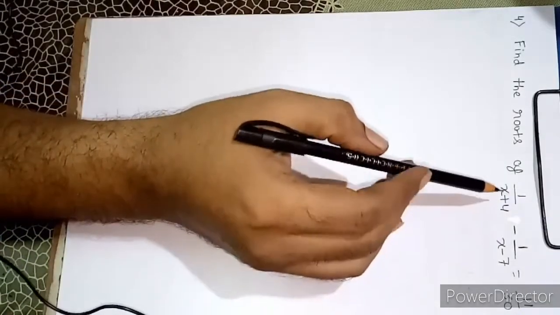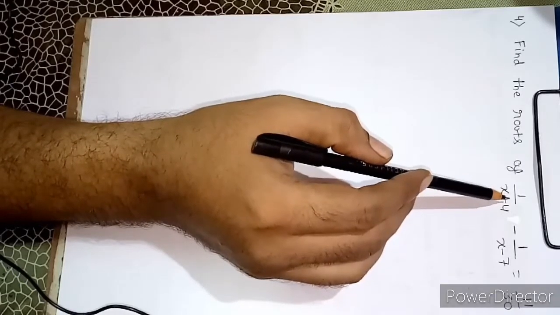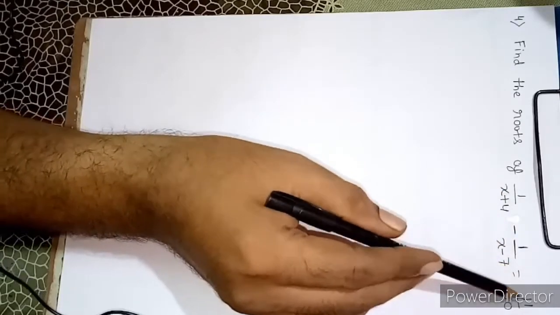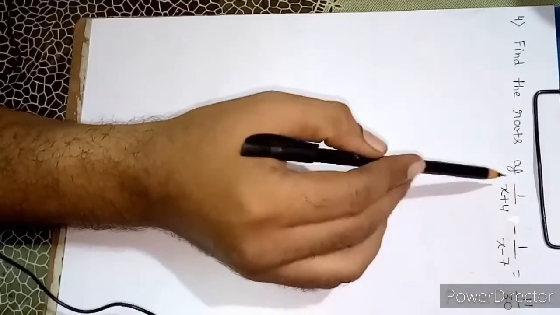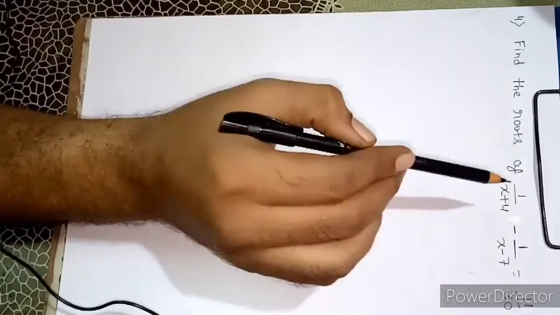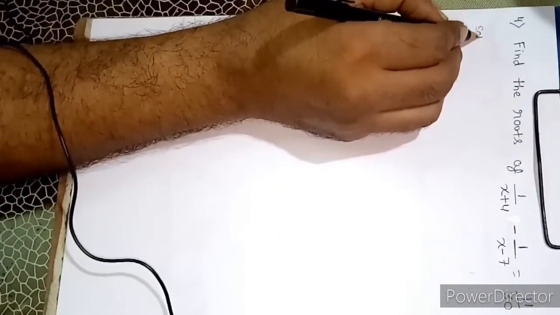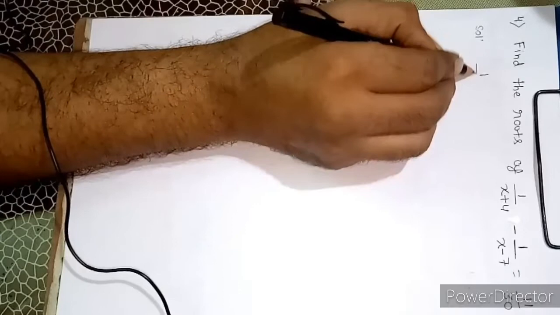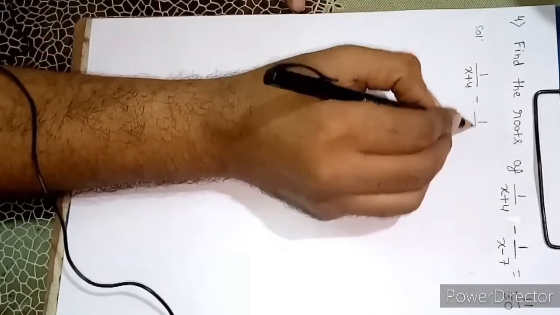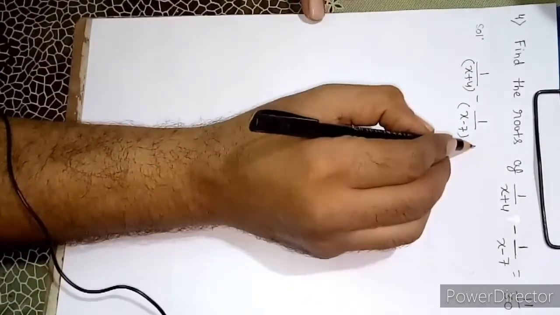Well, in this equation you have to find the zeros, and the quadratic equation is 1 by x plus 4 minus 1 by x minus 7 equals to 11 by 30. It does not look like a quadratic equation. So first we have to write it in the form of quadratic equation. How is it possible then? First I will write this equation and take the LCM.